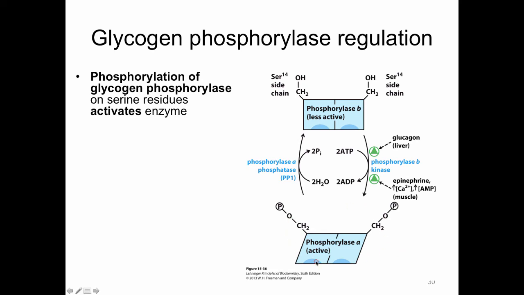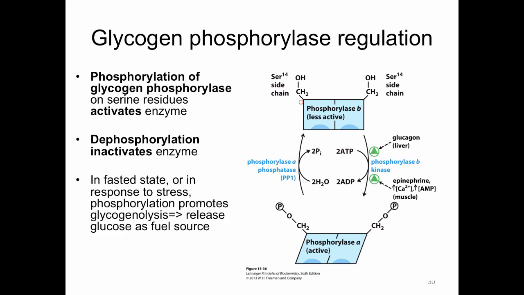When glycogen phosphorylase is phosphorylated, another name for it is phosphorylase A. And dephosphorylation of glycogen phosphorylase results in the inactivation of the enzyme. So the inactive dephosphorylated form is also called phosphorylase B. In the fasted state or in response to stress, phosphorylation of glycogen phosphorylase promotes glycogenolysis. So this is going to then result in the release of glucose as a fuel source in the muscle and the liver.